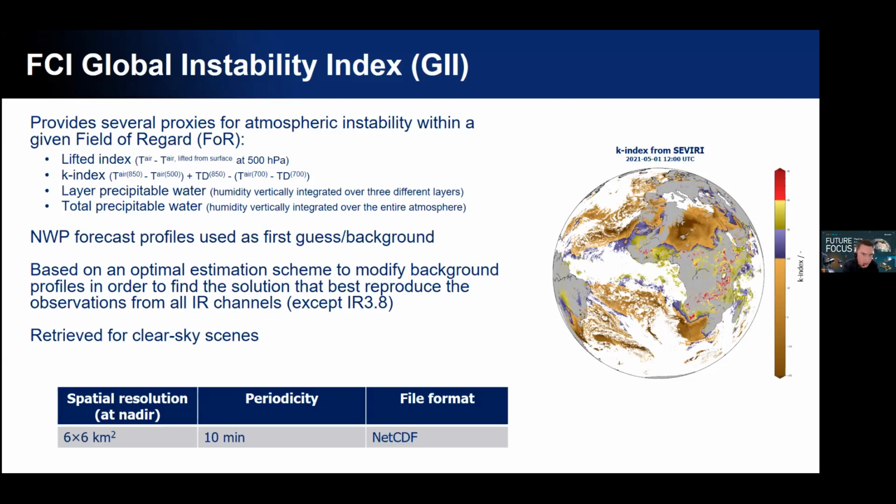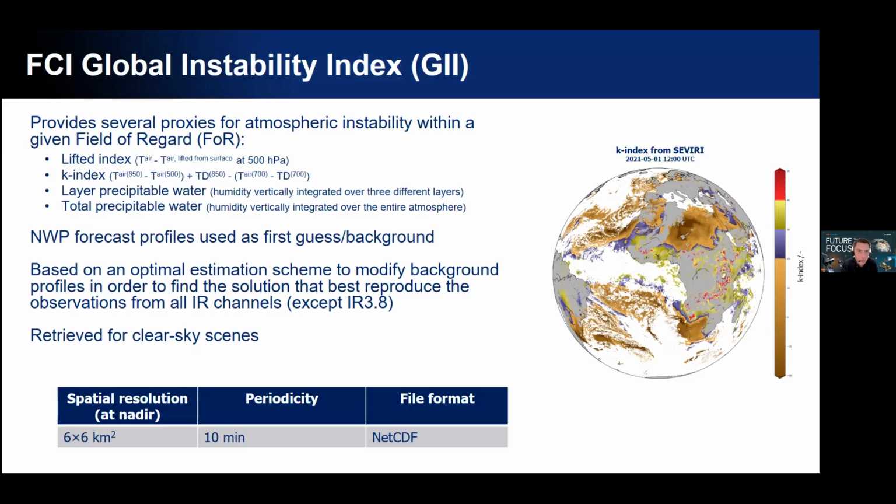So what we do is that we take a nowcast or a forecast profile of humidity and temperature, etc., as the first guess. And then there is an optimal estimation approach in order to modify those profiles, to match and simulate with the radiative transfer simulations the satellite observations, and optimize those profiles in order to match our observations as well as possible. And then when we have those profiles of temperature and humidity, then we compute those indices and precipitable water.